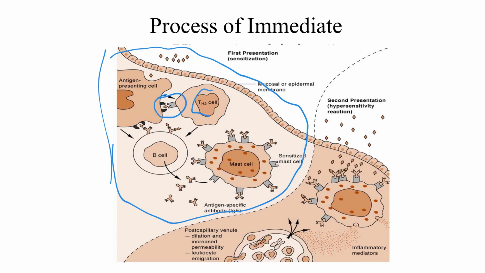The T helper type 2 cells are the type that, by releasing interleukin 4 and interleukin 5, call the B cells to the area so they differentiate into memory and plasma cells, the creation of IgE antibodies, and the binding of those IgE antibodies to these Fc receptor sites on a mast cell, which is filled with histamine. So now the cell is primed, it's sensitized, it's ready to wreak havoc and release all of its histamine.